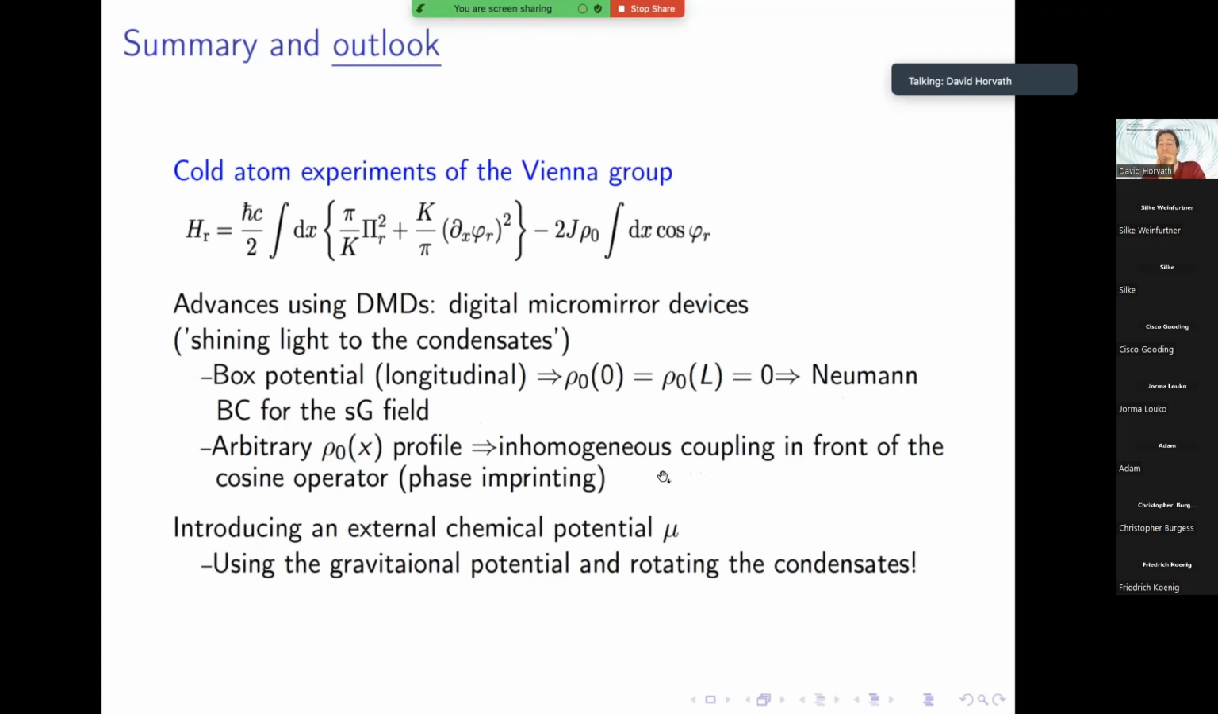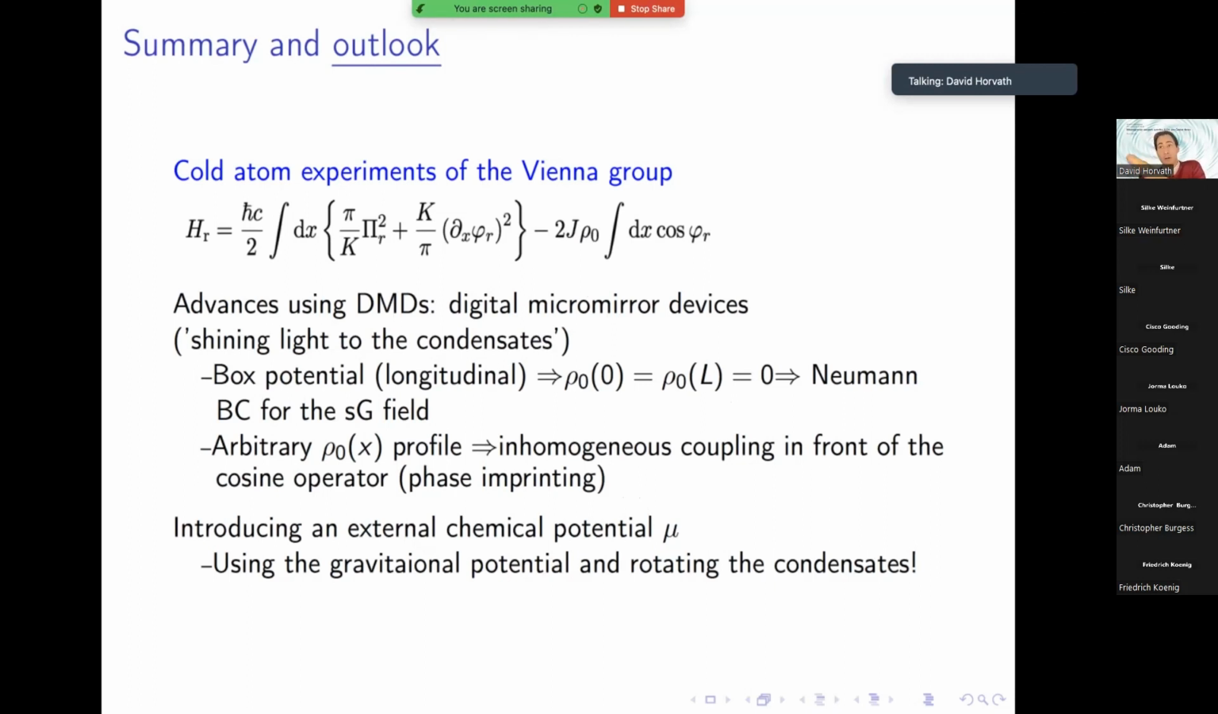As far as I know, the main drawback of these DMDs is that inevitably they heat up your condensate, and I'm not sure how much the experimentalists managed to progress with this issue. But this is one disadvantage. So probably you cannot do anything you want. And so this is very nice. This way you can have a spatially dependent coupling term in front of the cosine, but this is not exactly what I was talking about.